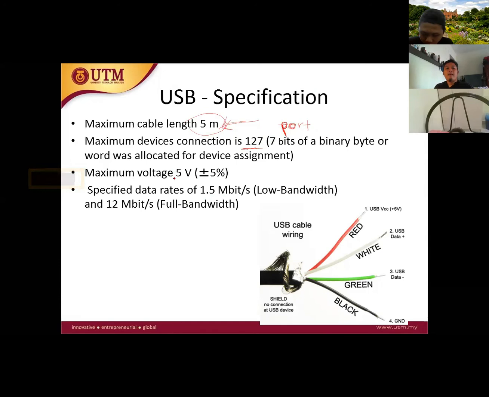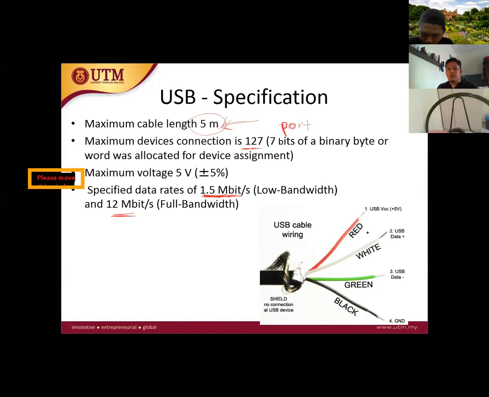The voltage level on the USB is around 5 volts plus or minus 5%, and the data rate is about 1.5 megabits, with a maximum of around 12 megabits per second.